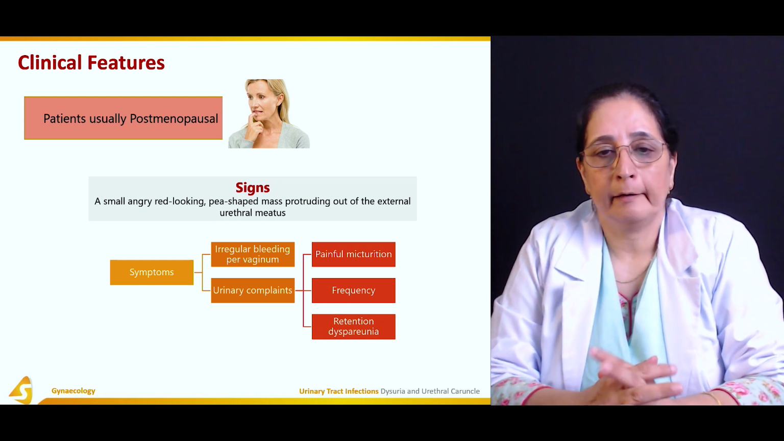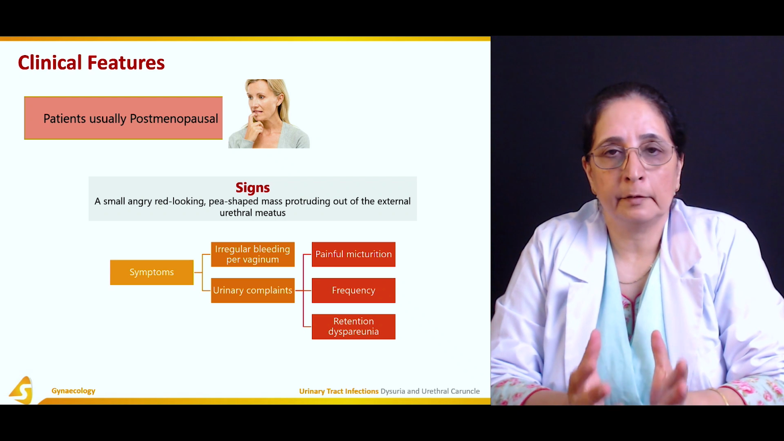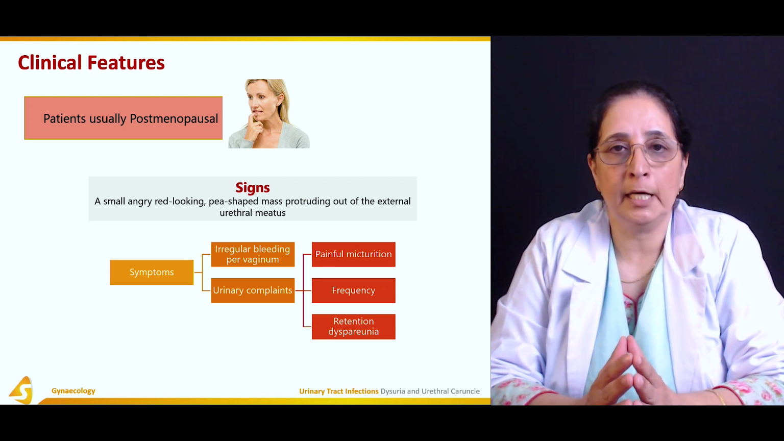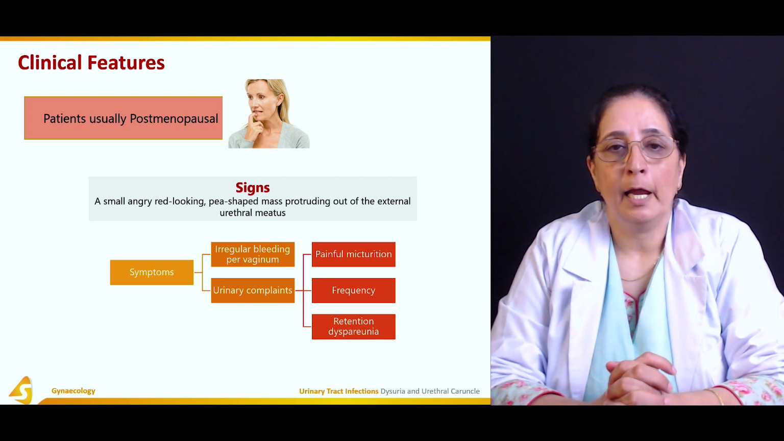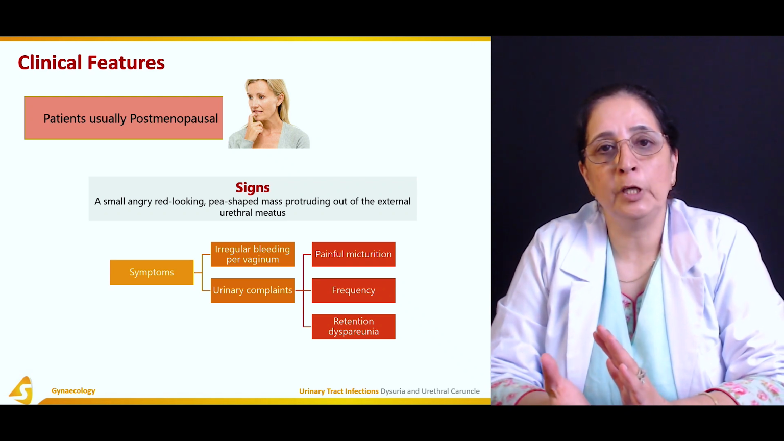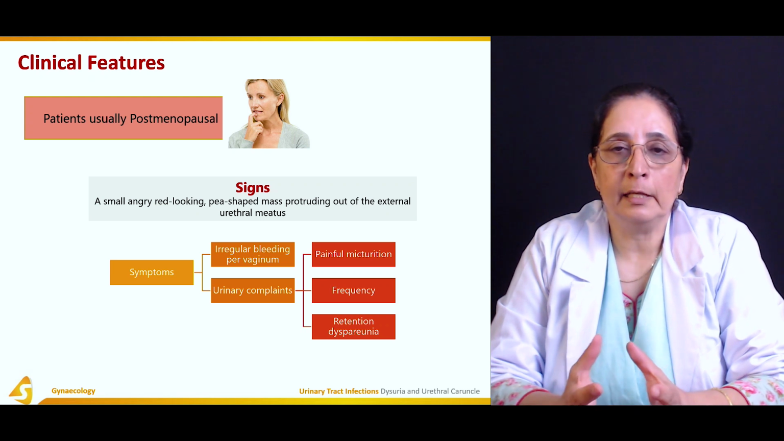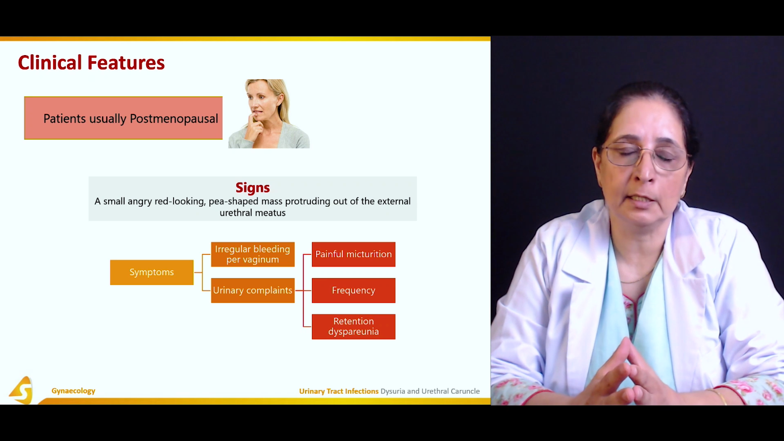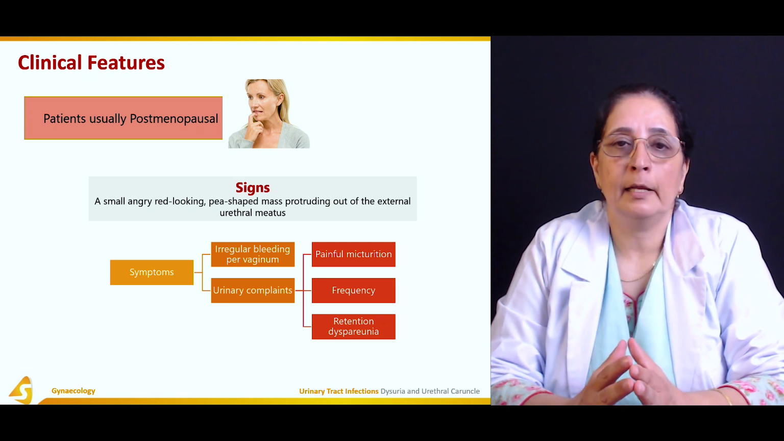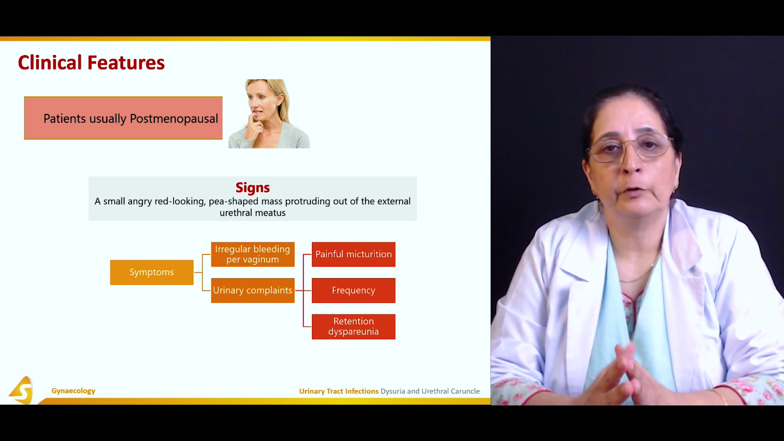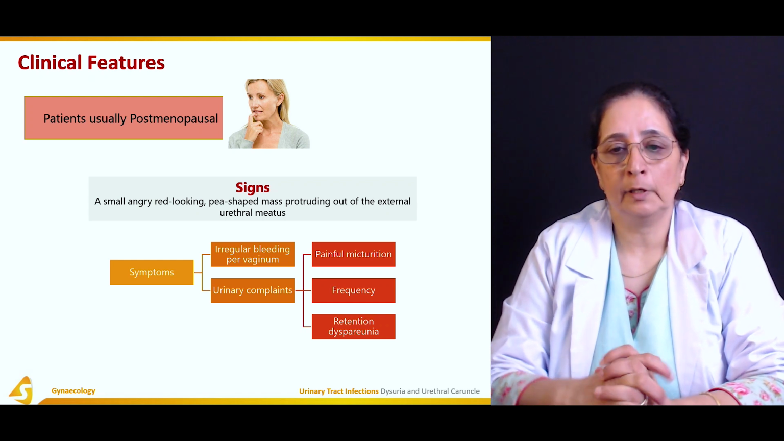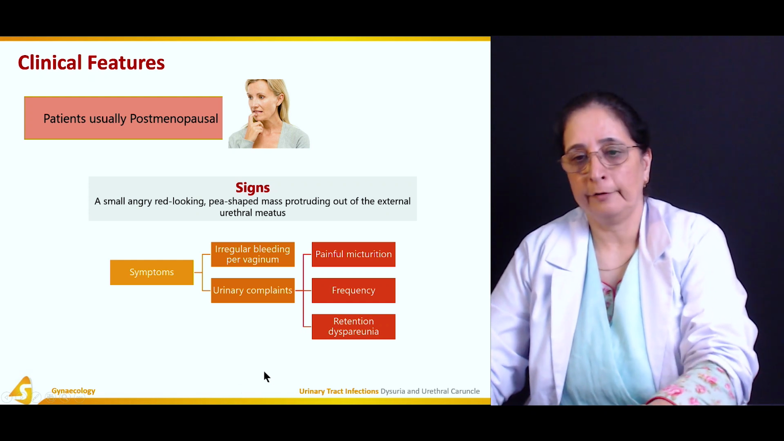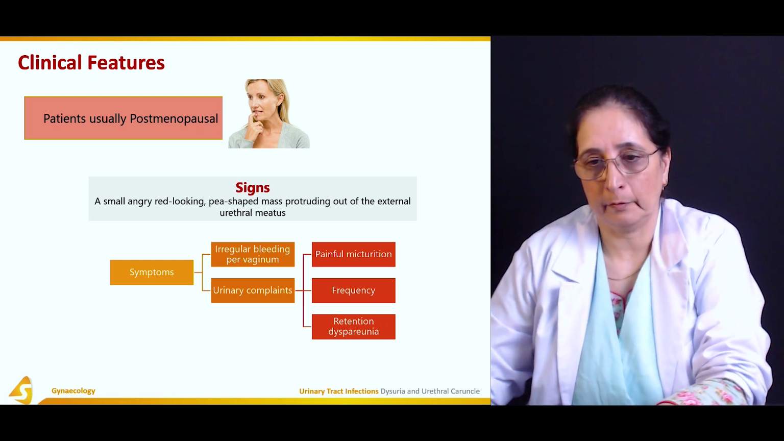So that is all about the presentation of the urethral caruncle. There is a reddish pea-shaped mass out of the urethral meatus, and since patients are post-menopausal, usually vaginal bleeding is present, the patient comes and there is a mass protruding out of the urethral meatus, and there is also painful micturition, frequency, and dyspareunia.